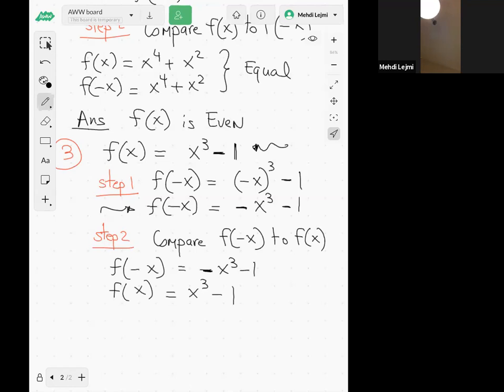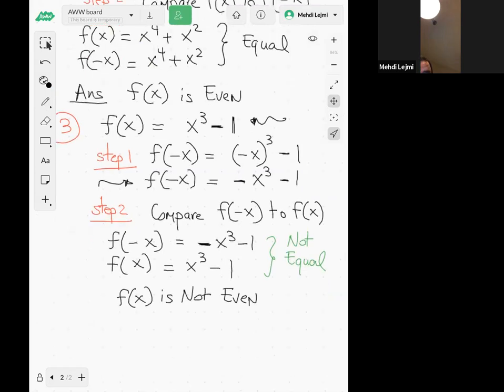Okay, so of course you can see there's a difference here. This is minus x cubed, and here it's plus x cubed. So they are not equal. So the function is not even. So f of x is not even. So if it's not even, then I have to check if it's odd, right? If it's even, then you're done, and the answer would be even, right? If it's not even, then we need to check if it's odd.